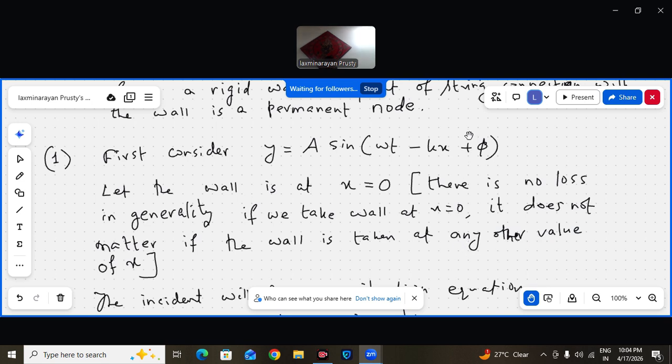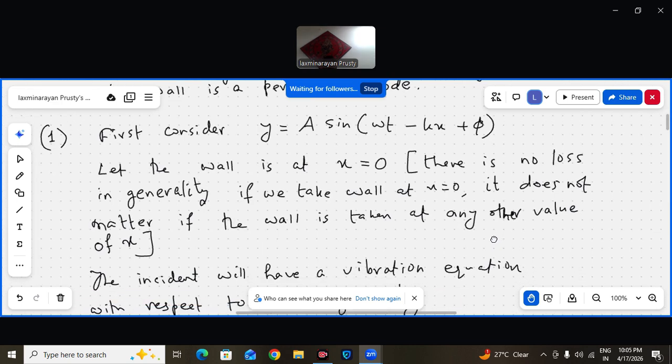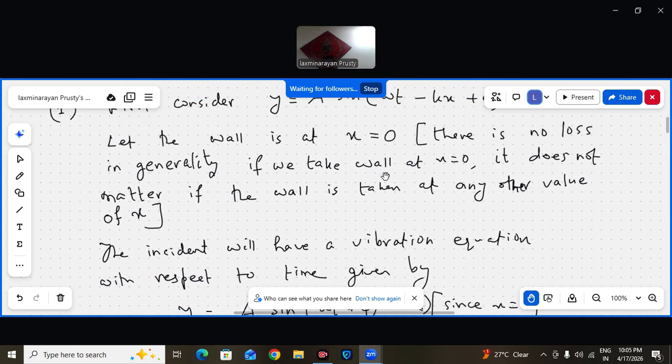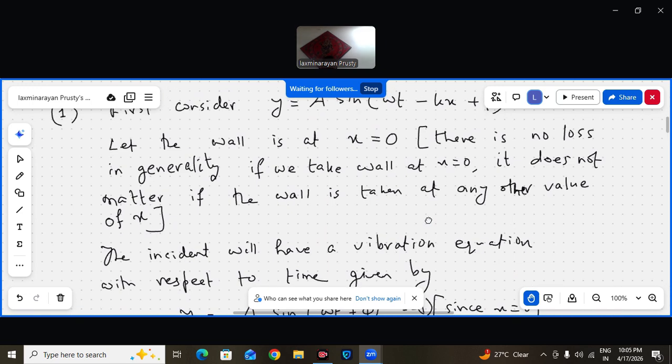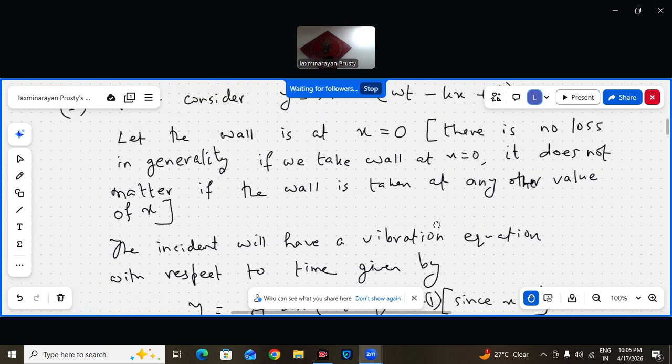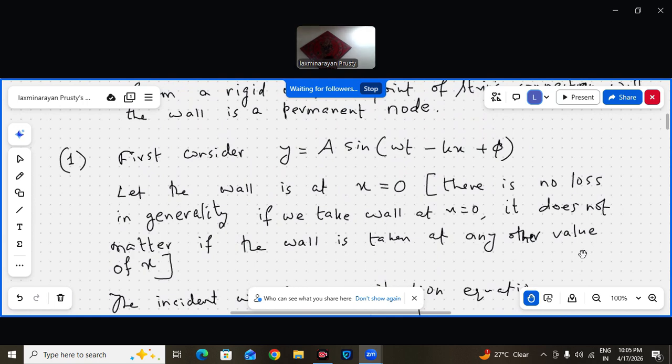It makes no difference, because whatever you name that point of fixing of the string with the wall, x0, x1, the shape finally, when it is incident and reflected back, will remain the same. Yes or no? That's why I told you, if we take the wall at x is equal to 0, it doesn't matter at all. There is no loss of generality here. It only makes things mathematically more convenient.